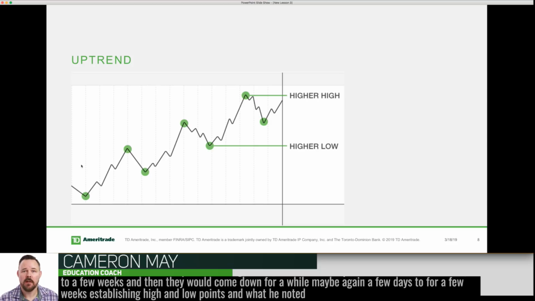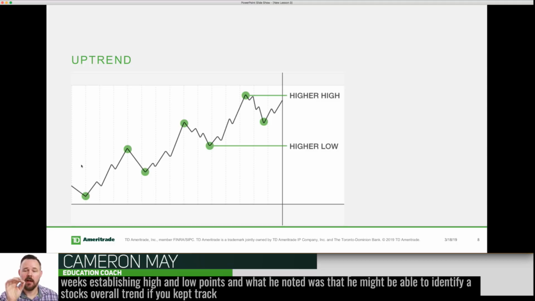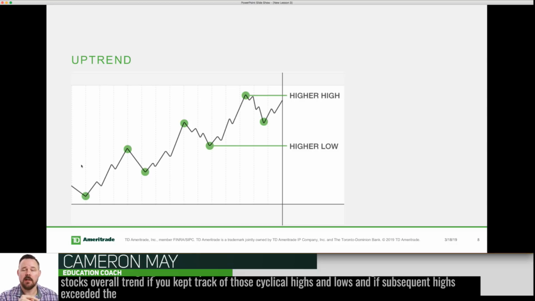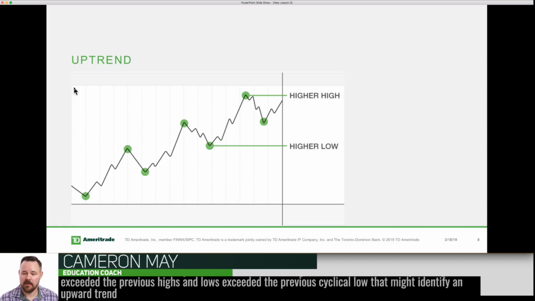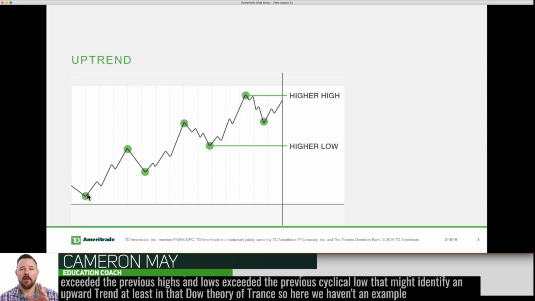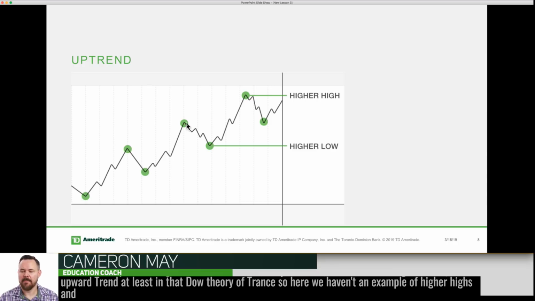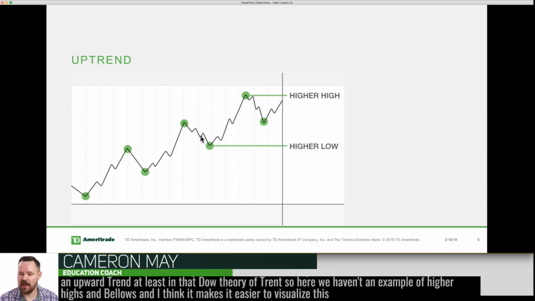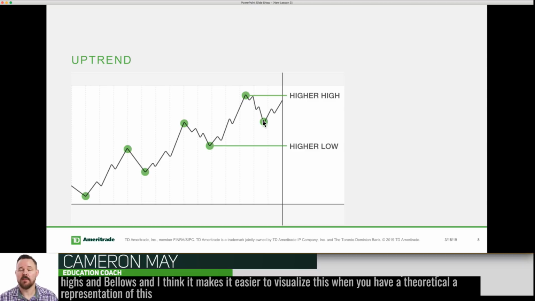And what he noted was that he might be able to identify a stock's overall trend if he kept track of those cyclical highs and lows. And if subsequent highs exceeded the previous highs, and if subsequent lows exceeded the previous cyclical low, that might identify an upward trend, at least in that Dow theory of trends. So here we have an example of higher highs and higher lows. And I think it makes it easier to visualize this when you have a theoretical representation of this concept.